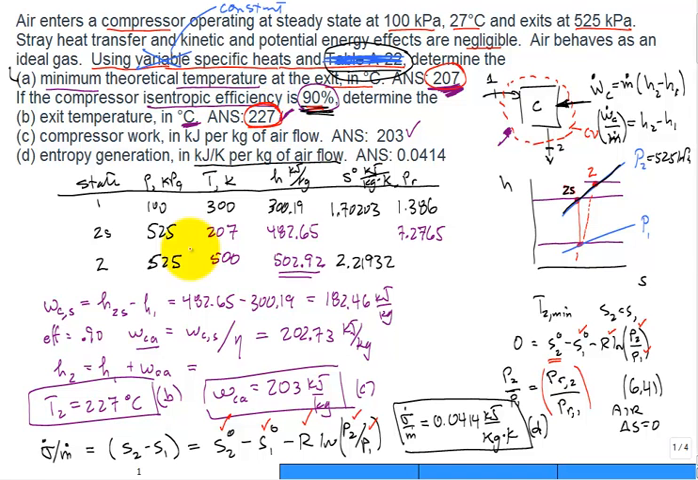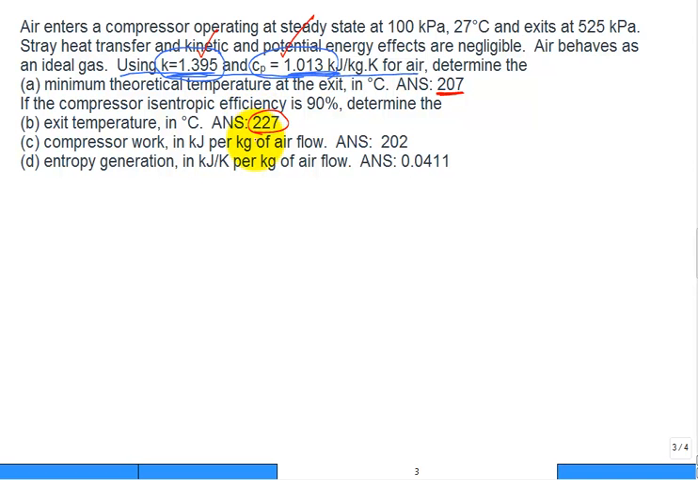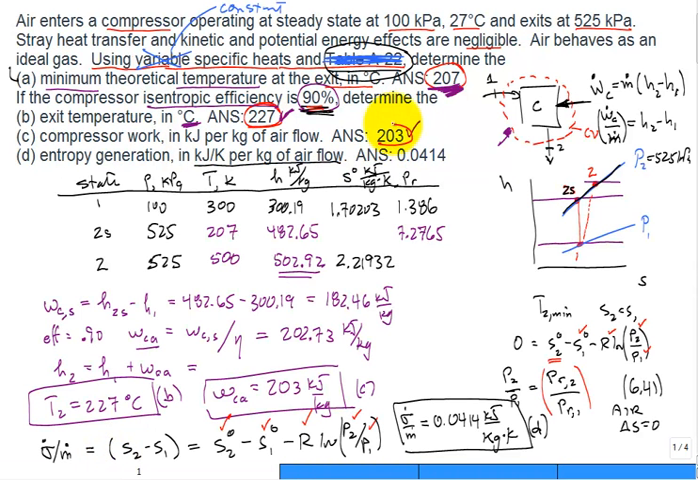Accounting for variable specific heat, it was 227 degrees C. It's still 227. About the compressor work, 202 for constant specific heats, 203. A little difference, not much though. And then the entropy generation, 0.0414. Notice all of these are to 3 significant digits.